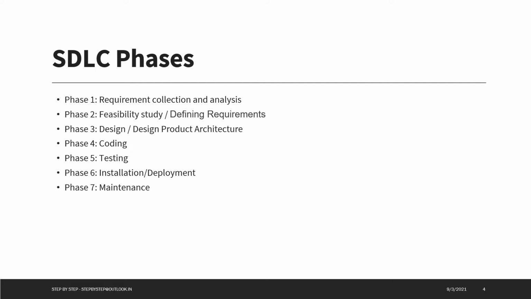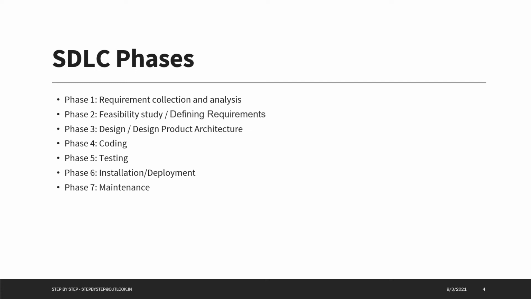Fourth will be an important phase wherein actual coding will start. That means actual development of the product will start. Fifth is again an important phase in the life cycle of SDLC, which is testing, which will ensure the product quality. Okay, and sixth will be installation and deployment. So in the sixth phase, once the testing is good and certified, then we will go for installation of the product on the servers. Okay, and seventh will be maintenance.